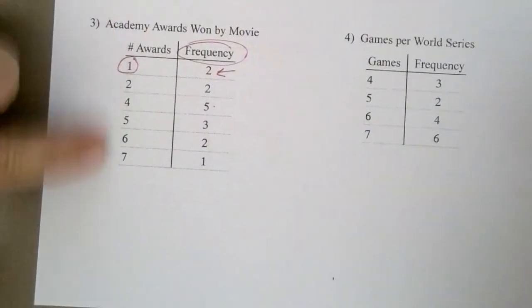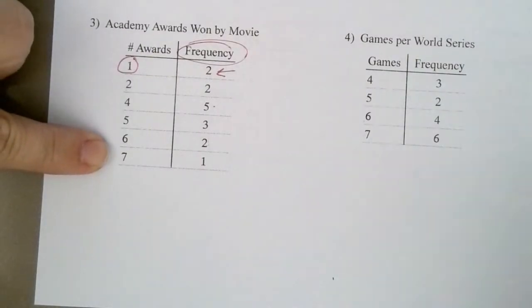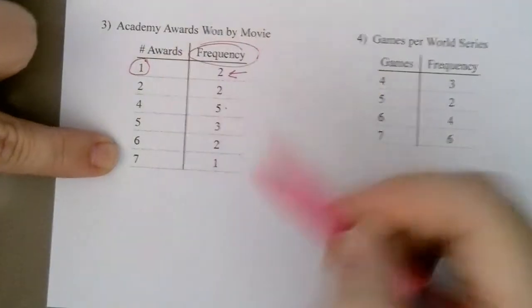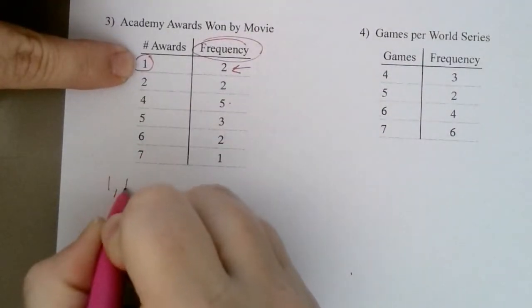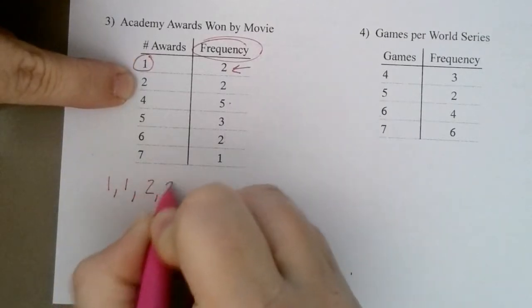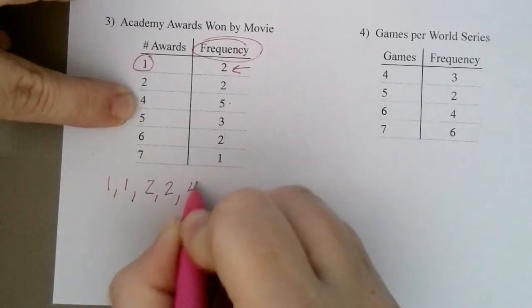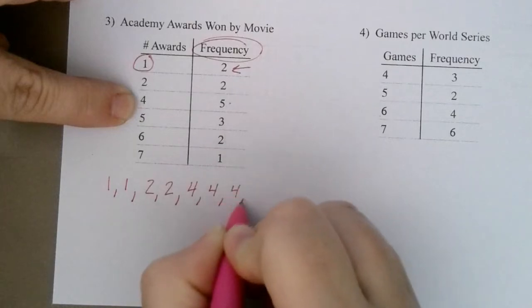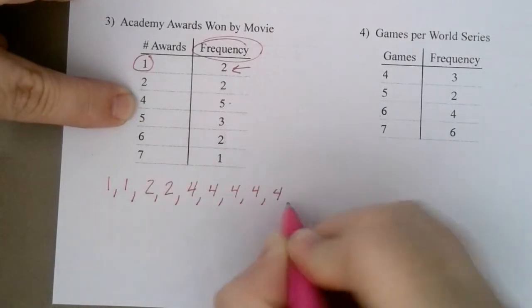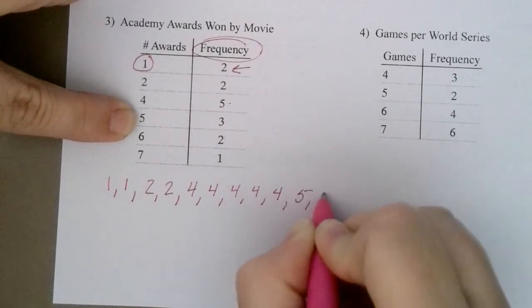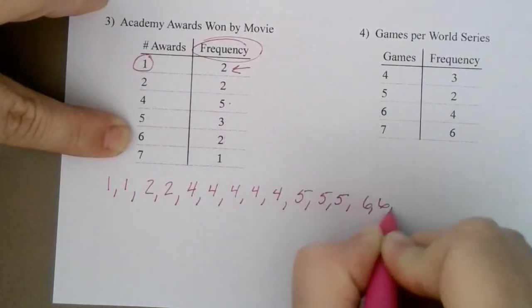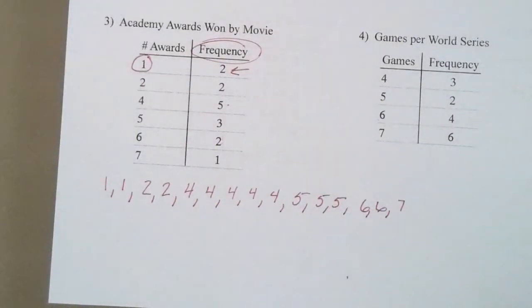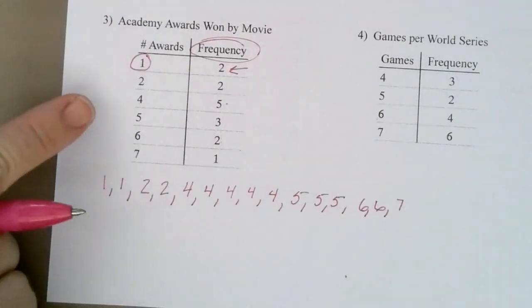So if I know that, can I write out my list and then find the mean and the median? Okay? So see if you can, actually, you know what, let me do this one with you and then you can do it for number 4. So I'm going to do 1, 1, 2, 2. There's 5 4s. 1, 2, 3, 4, 5. 3 5s. 2 6s. And a 7. So that's the list that's represented by this table.